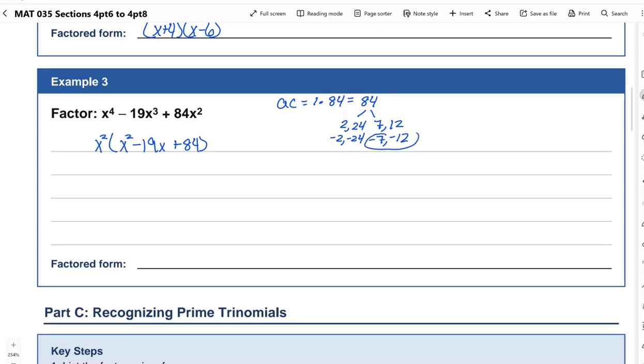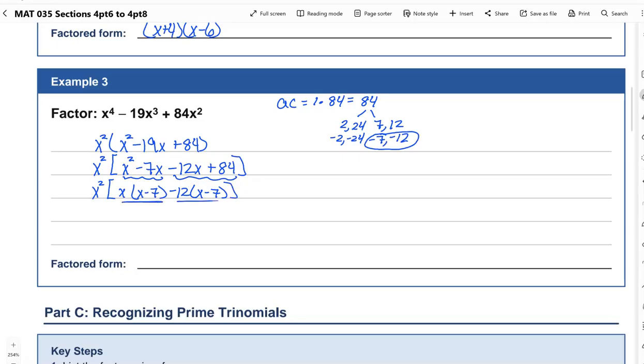Well, you can see how the negative 7 and negative 12 will add together to get that negative 19. So now we're going to do a rewrite. I'm going to use a bracket here just to show that I need to do a little bit more work with this one. So I'm going to group those first two terms. They have an x in common. I'm going to group the second two terms. They have a negative 12 in common.